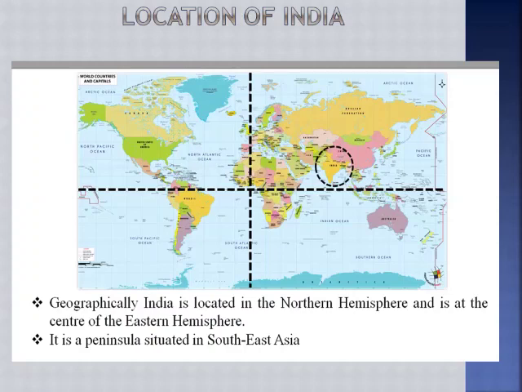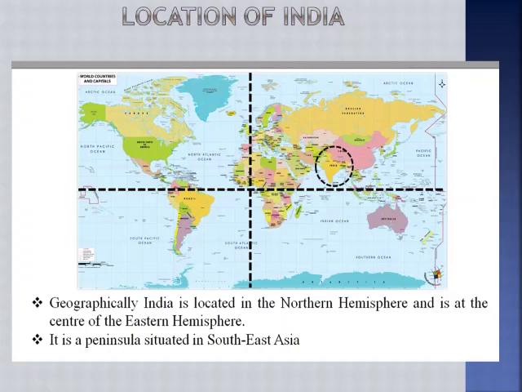Geographically, India is located in the northern hemisphere and is at the center of the eastern hemisphere. As you have already learnt in your previous classes, the 0-degree equator, that is the 0-degree latitude, divides the earth into two equal halves. The northern part is called the northern hemisphere and the southern part is called the southern hemisphere. So, India lies in the northern hemisphere. Similarly, the 0-degree longitude divides the earth into two equal spheres, the eastern hemisphere and the western hemisphere. India lies in the eastern hemisphere. So, we can say that India lies in the northeastern hemisphere on the map.